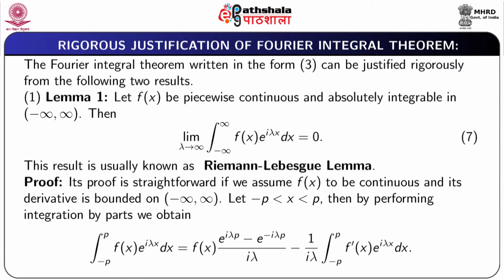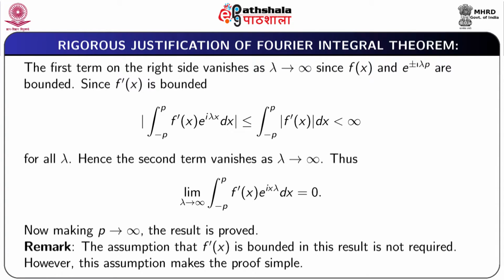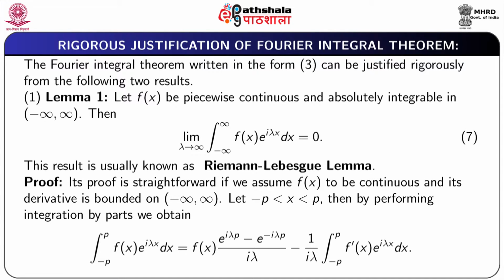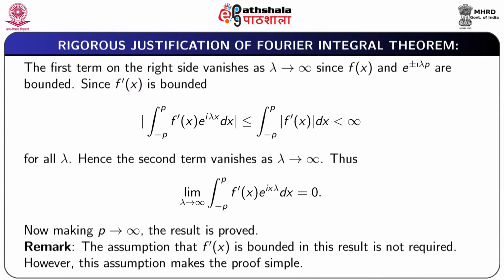In the second term, we see that since f'(x) is bounded, the mod of the integral from -p to +p of f'(x) e^(iλx) dx is less than or equal to the integral from -p to +p of mod f'(x) dx, and since f'(x) is bounded, this integral is convergent for all λ. Hence, this second term in the expression tends to 0 as λ tends to infinity.